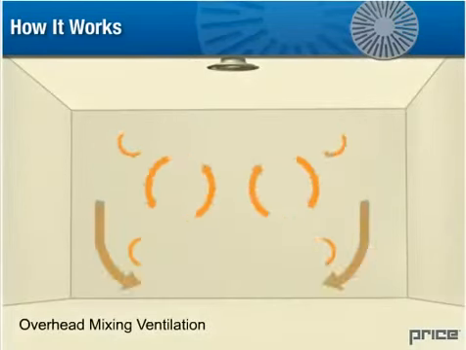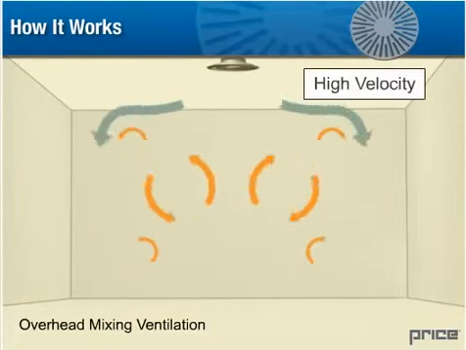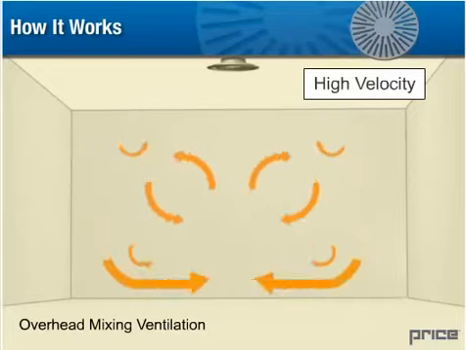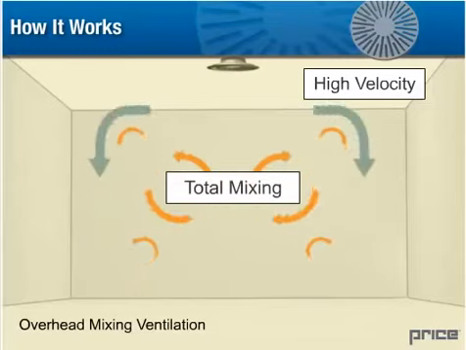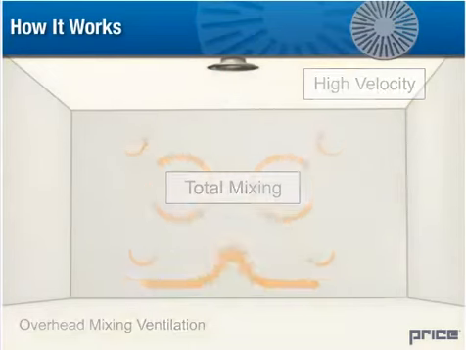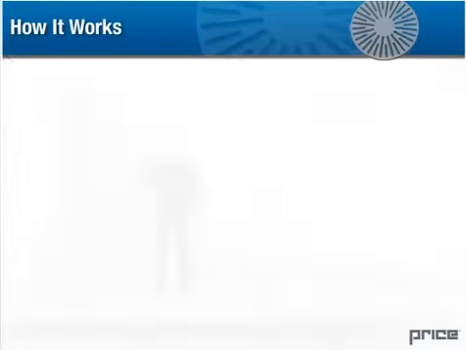A conventional mixing system usually introduces cool supply air at high velocities at or near ceiling level. The high outlet velocity causes induction of room air, thereby rapidly mixing the supply air with the room air. This mixing effect minimizes stratification in the room. For more information on displacement ventilation or mixing ventilation systems, please explore the basics of HVAC, displacement ventilation, and space air diffusion sections of the Price training module.